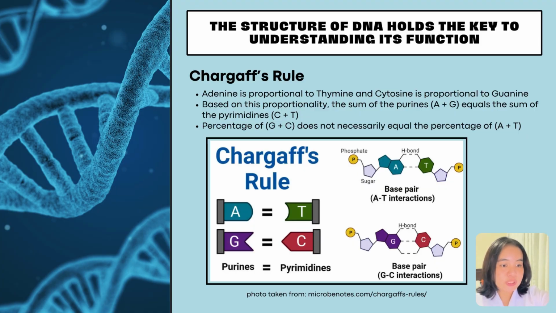For Chargaff's rule, the number of purines and pyrimidines exists in a ratio of 1:1. This is because the purines bond with pyrimidines to form nucleotides. Hence, in double-stranded DNA, the number of purines is equal to the number of pyrimidines. But the percentage of A plus T is not necessarily equal to the percentage of C plus G.